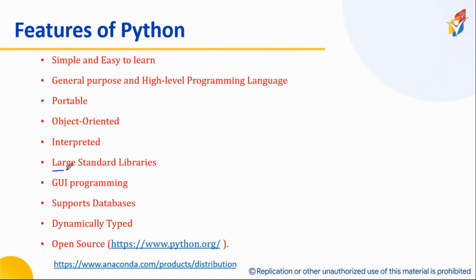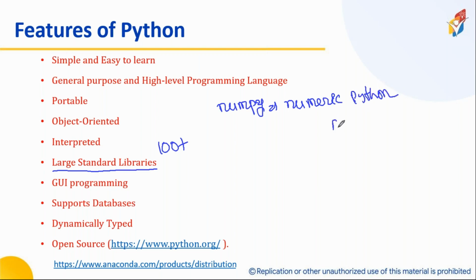Now, next one is Python supports 100 plus standard libraries. I'll tell you what are the standard libraries. First of all, there is a library called NumPy. It is used for numerical applications. I can write any kind of mathematics. Numerical Python. Using this numerical Python, I can implement any kind of mathematics.